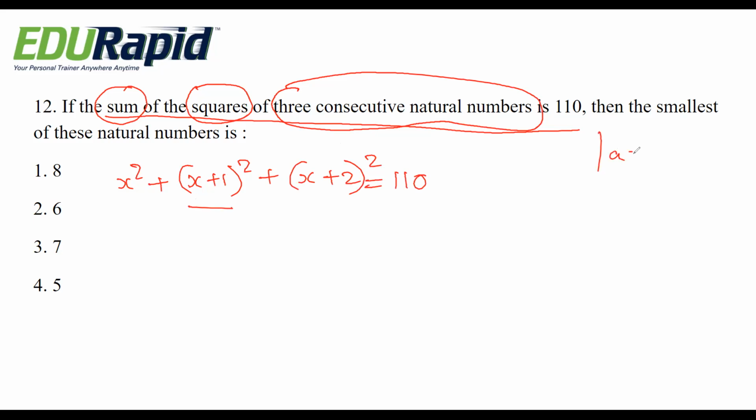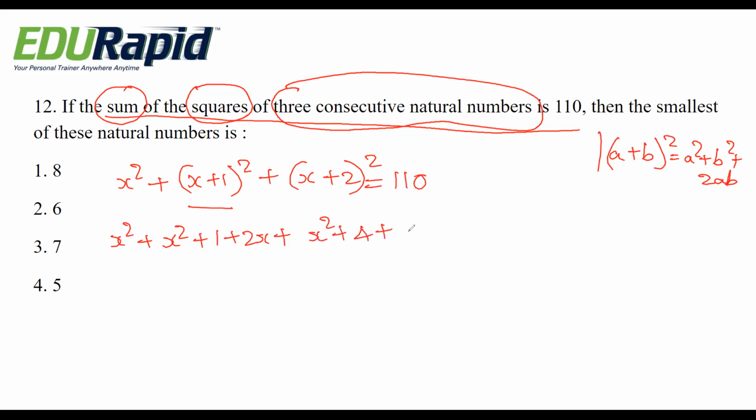I think you know that a plus b whole square is what? A square plus b square plus 2ab. Okay, split it: x square plus 1 plus 2x, here x square plus 4 plus 4x equals 110.